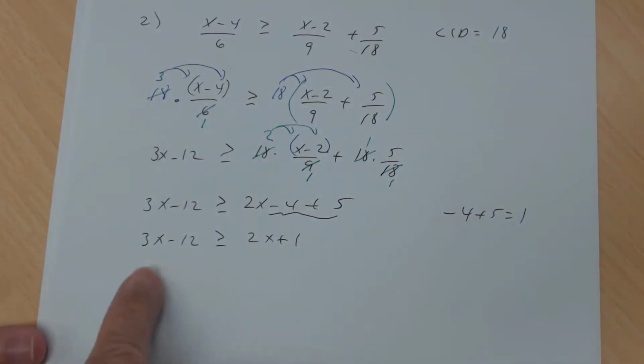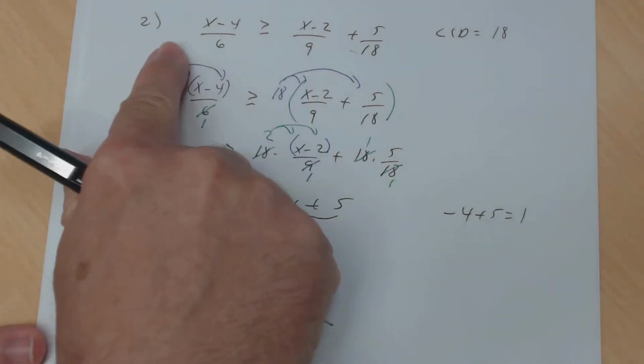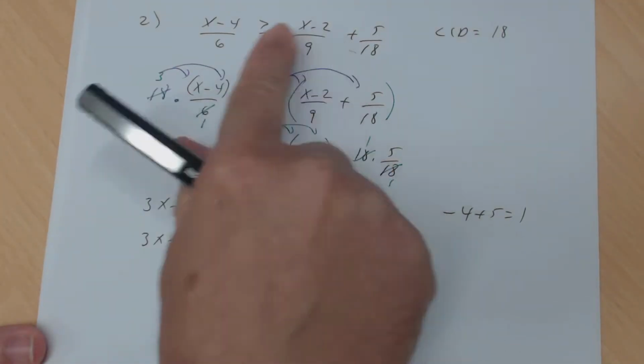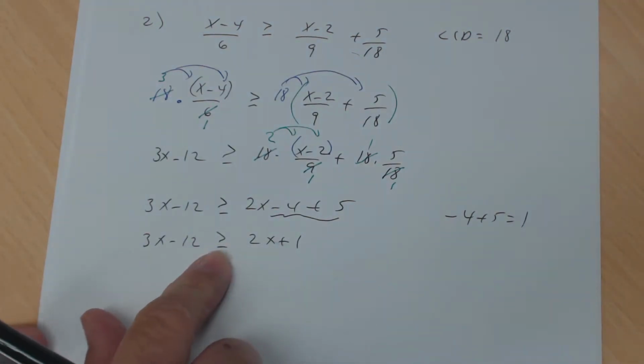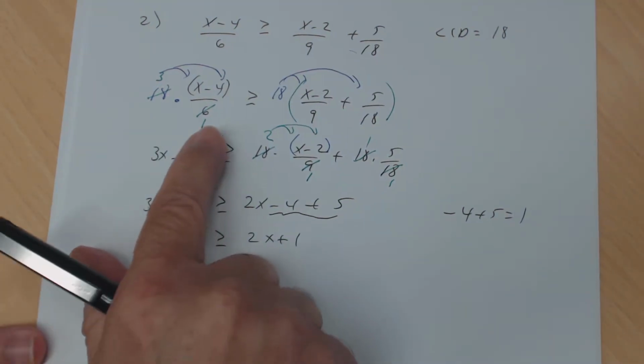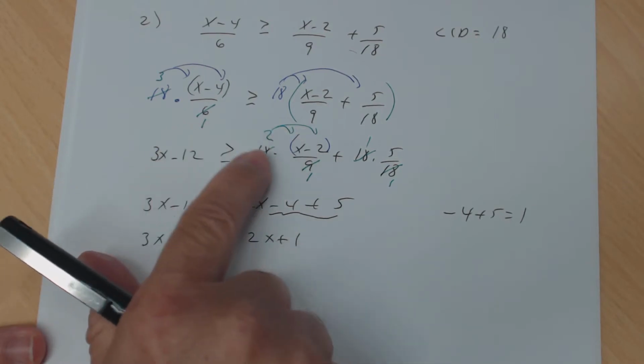Now, again, we went from a linear inequality that had fractions to a linear inequality without fractions. So that was the whole point. So remember, in place of these denominators, you want to get 1s at some point.